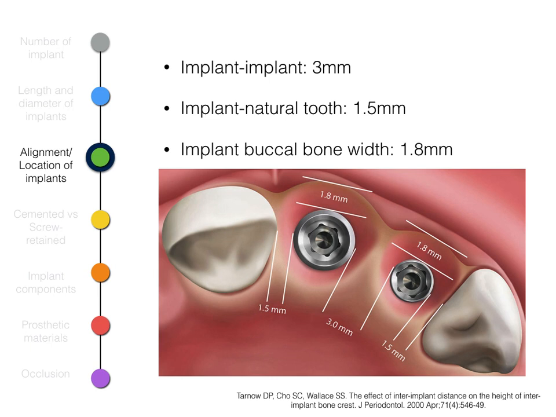In this famous research done by Dr. Tarnow and his colleagues in the 2000s, they found that the ideal implant to implant distance is around 3 millimeters or more. The implant to natural tooth distance should be 1.5 or more. The implant buccal bone width should ideally be over 1.8 millimeters.